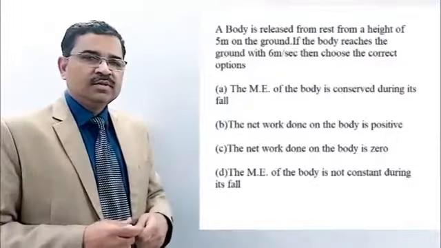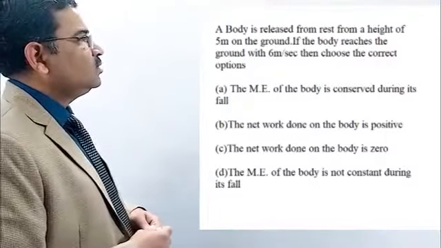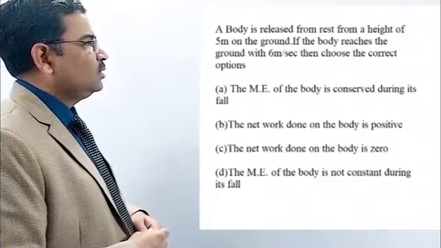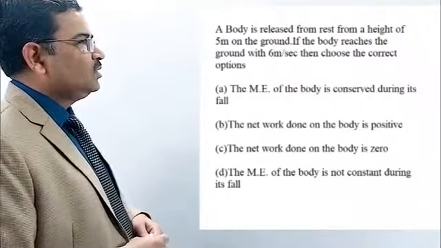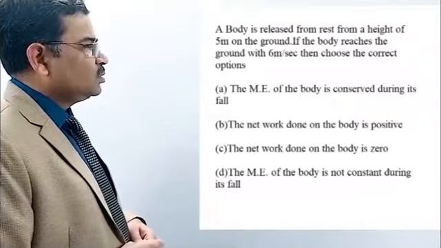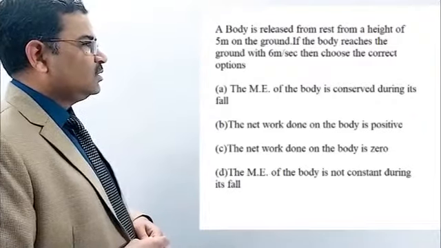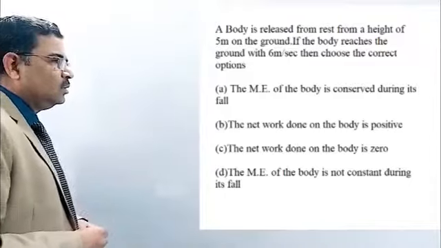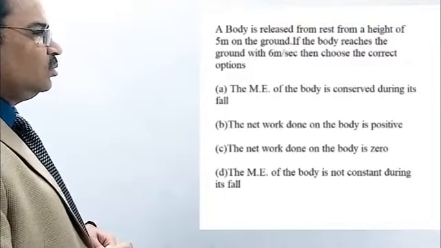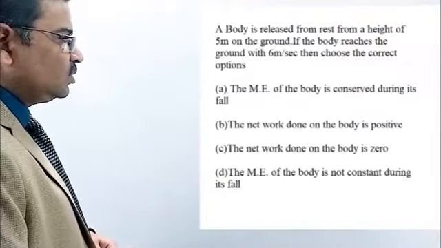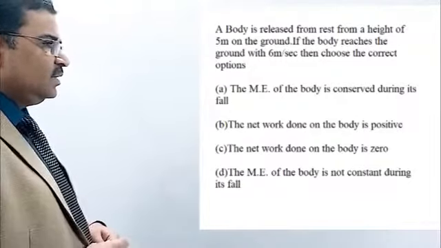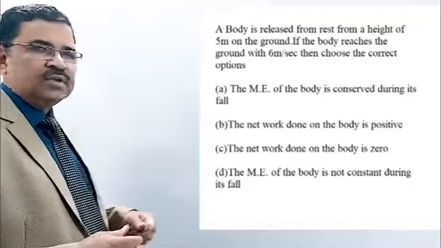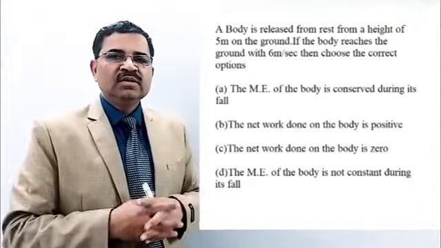Now students, consider this question: a body is released from rest from a height of 5 meter on the ground. If the body reaches the ground with 6 meter per second, then choose the correct option. The first option is the mechanical energy of the body is conserved during its fall. Second option is the net work done on the body is positive. The third option is the net work done on the body is 0. And fourth option is the mechanical energy of the body is not constant during its fall. Now how to deal with this type of question?